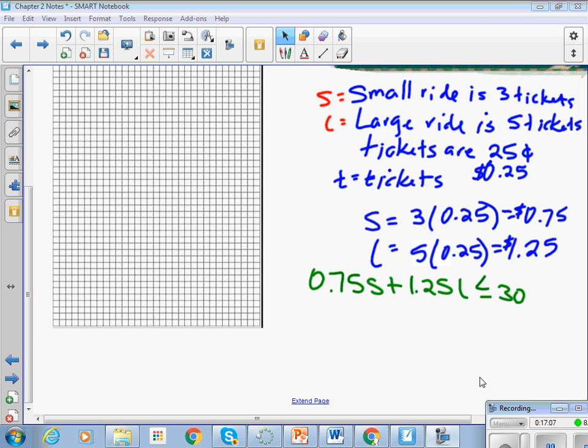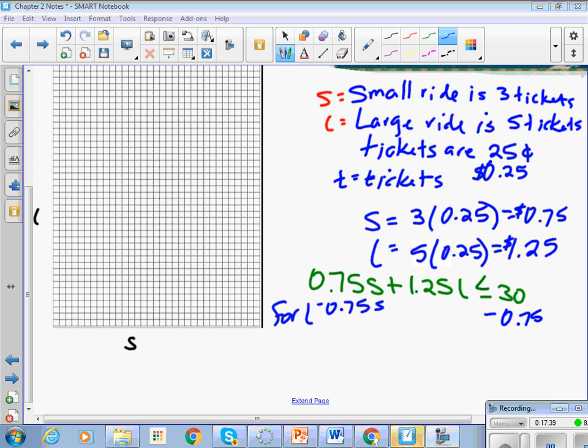So now let's put S's here and L's here. The reason we have to decide that is because whatever goes on our y-axis, we're going to solve for so that we can graph the linear equation. So I'm going to solve for L. To do that, I have to subtract 0.75S from both sides. So I get 1.25L less than or equal to negative 0.75S plus 30.